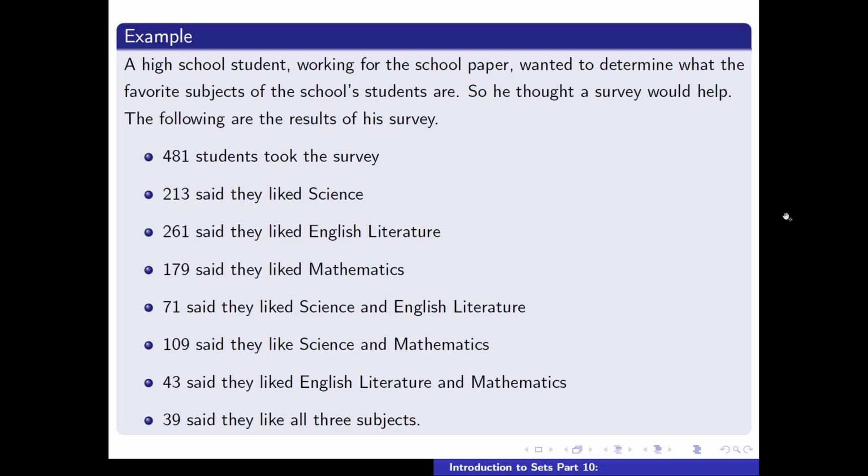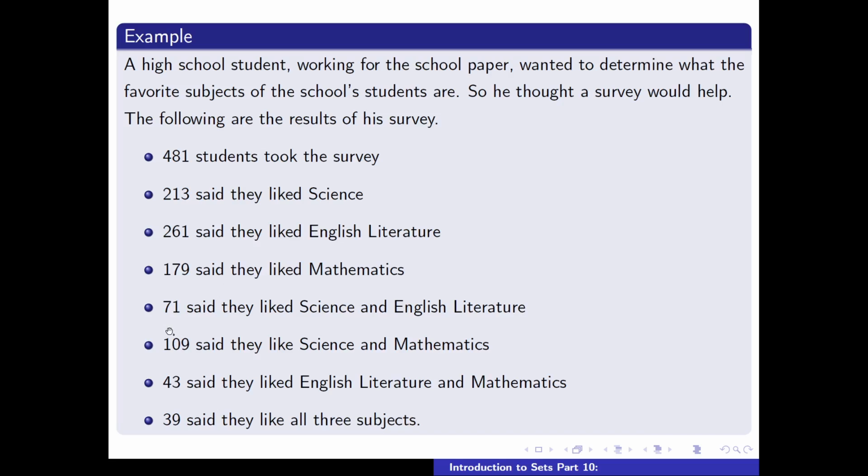So here we go. A high school student working for the school paper wanted to determine what the favorite subjects of the school's students are. So he thought a survey would help. The following are the results of his survey. A total of 481 students took the survey. Of those, 213 said they liked science, 261 said they liked English literature, 179 said they liked mathematics.